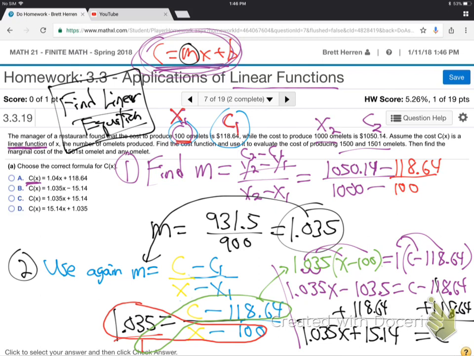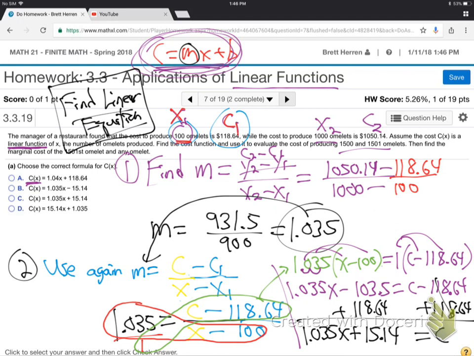Initial startup, that's the startup. And then the 1.035 is the per each item, also called marginal. Marginal means, remember, margin is small, it's for 1. So that means it costs $15.14 just to set up the omelet making thing. I don't know what that is. A spatula and a bowl? I don't know what the $15.14 is.